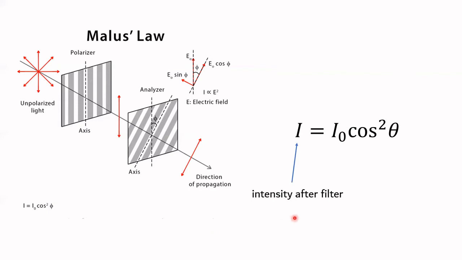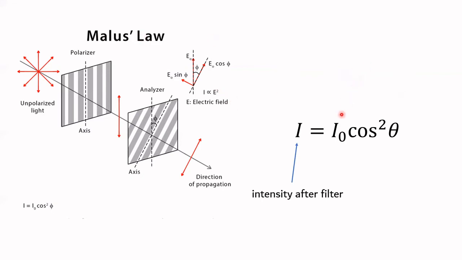So here I'm saying intensity after filter. I really mean after the second filter. So what is theta? I'll put it this way. You apply this equation to find the change in intensity for one filter. Just think about one filter. Forget about the two filters in this picture.